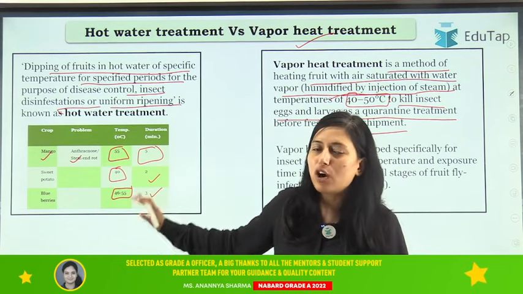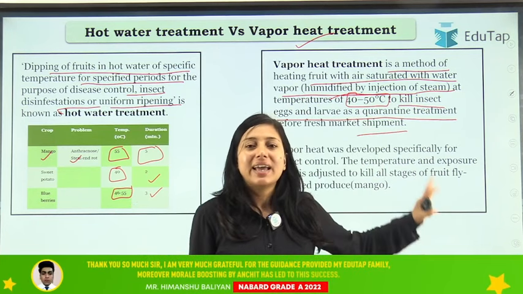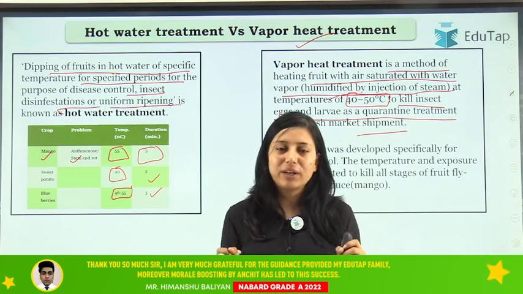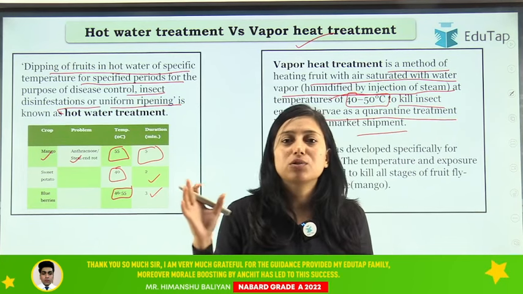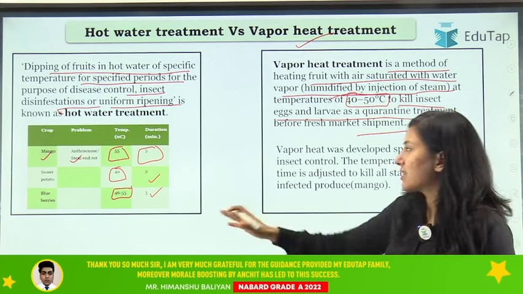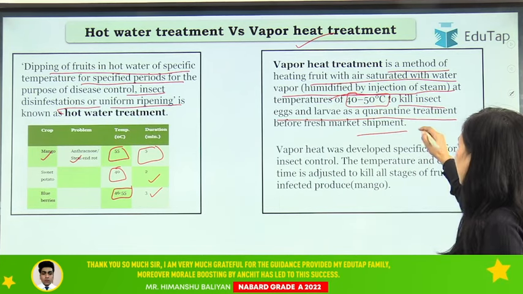The difference between hot water and vapor heat treatment is that in vapor heat treatment we are using vaporized heat. Okay, we are using steam, hot steam or hot vapor, to kill these insect pests. That is the difference between these two. Okay? And why are we doing so?